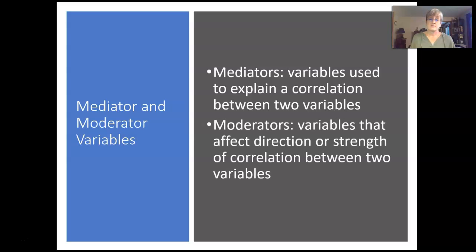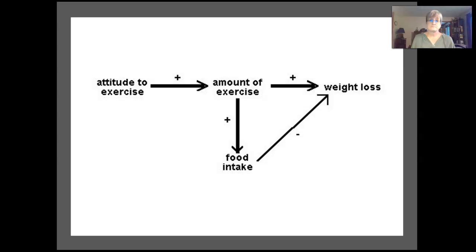Moderators can influence how strong a relationship is between two variables, or they can change the direction of the relationship from positive to negative. And moderators, because they modify the nature of a relationship, can sometimes make it more powerful, or they can weaken the relationship. And there are lots of possible ways that can happen in actual research findings.